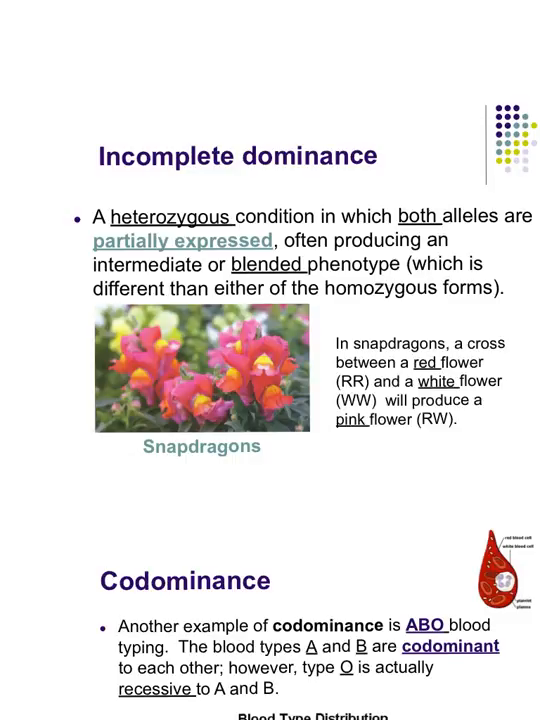So in incomplete dominance, in a heterozygote form, both alleles are partially expressed, meaning they blend instead of one dominating over the other. So they blend like two colors of paint. You see in this little picture here, these are a plant called snapdragons, and these are pink snapdragons, right? Those are actually the product of a red flower being crossed with a white flower. And instead of having one color dominate over the other, it makes a blending of a pink flower.